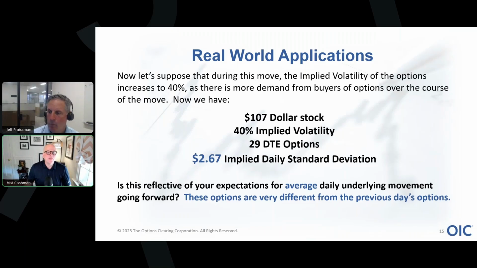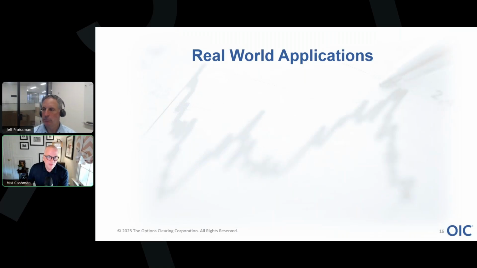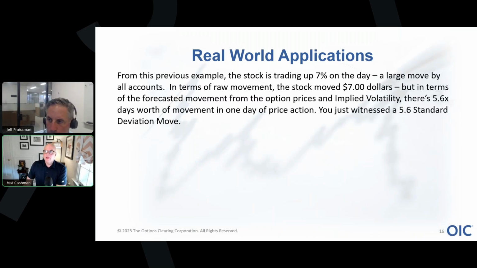And so I want you to think about this in terms of what the actual implied vol is forecasting, break it down into how much movement is necessary on a daily basis in order to justify this implied vol, and then think about whether or not that matches how you think about the options going forward. So when we think about this $7 move from the previous example, it moves $7. That's 7%. That's a big move.